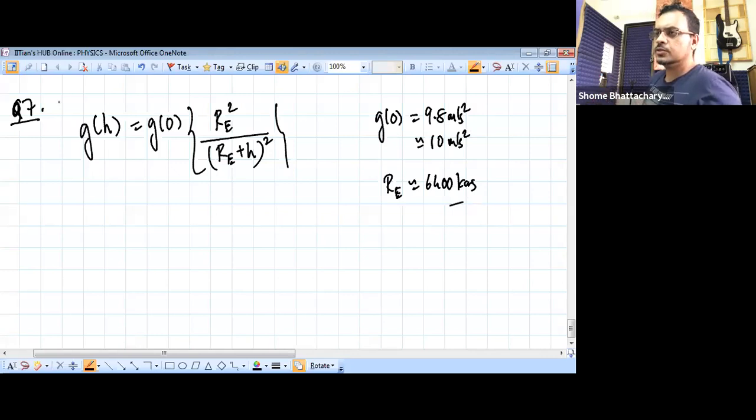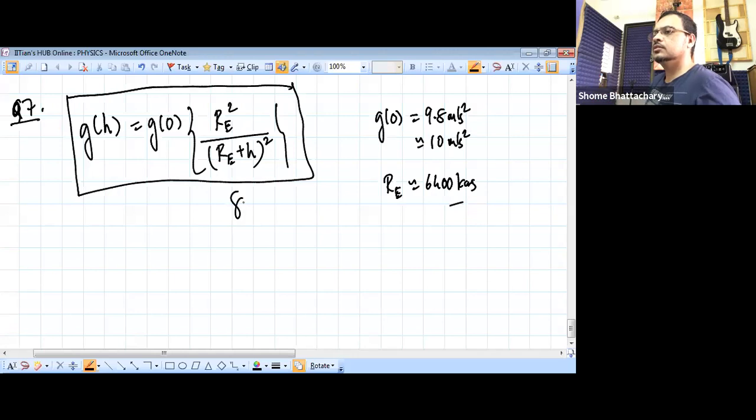Now based on this formula, where this formula has come from is not important for us right now. The question has given us this formula, and given this formula, we have to find out — 6370 is given, which is approximately 6400. So we have to find the weight of the person in newtons and pounds at the Earth's surface.